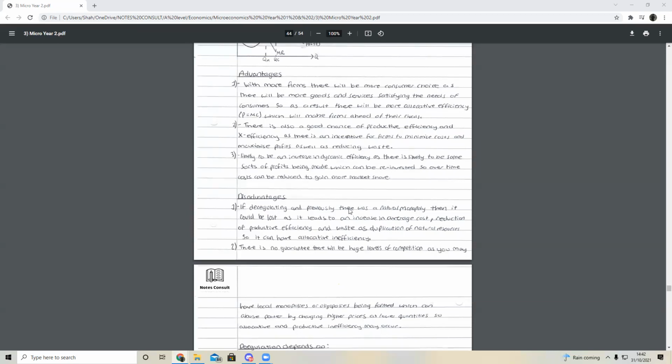Disadvantages of deregulating: if previously there was a natural monopoly and you've deregulated that, then this could lead to an increase in average cost, reduction of productive efficiency, and waste as there's a duplication of natural resources. So what we basically said before, you're making a natural monopoly market more contestable. It's not a very smart idea. You only really need one big firm to do everything. Otherwise, having competition in that market is not going to be very efficient.